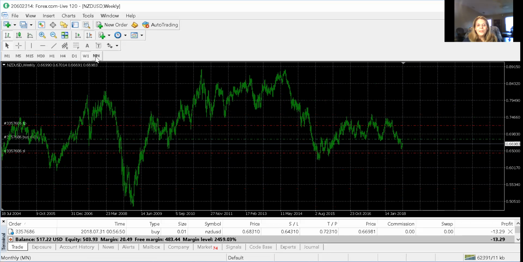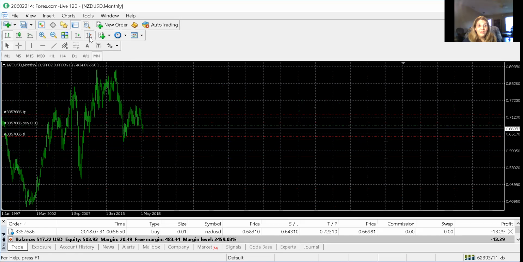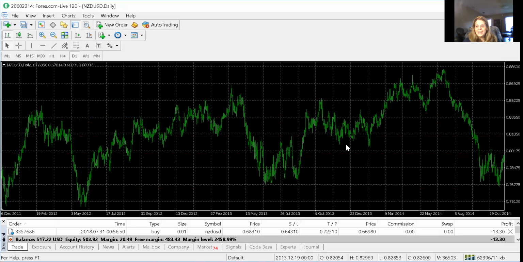So the week and the month are ideal. They really do help quite a bit. And the month, obviously, it's all right there, and you're not going very far. It's kind of hard to decide what's going on. So back to the day chart.